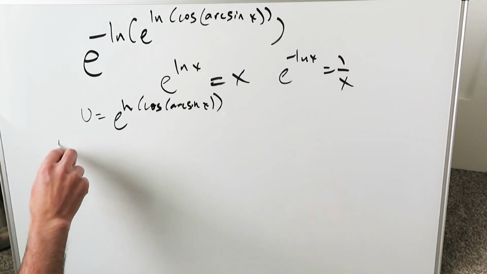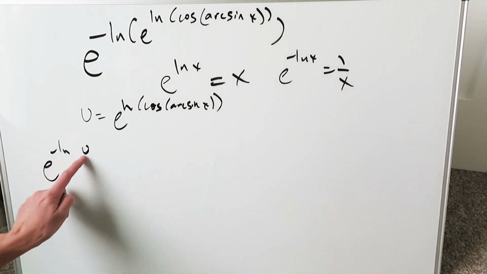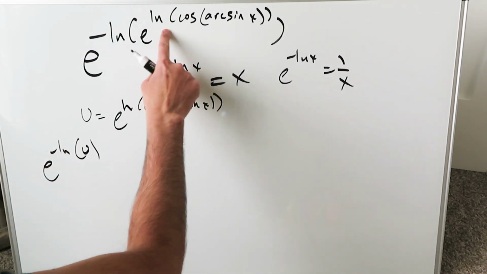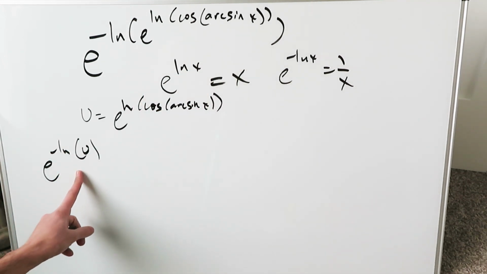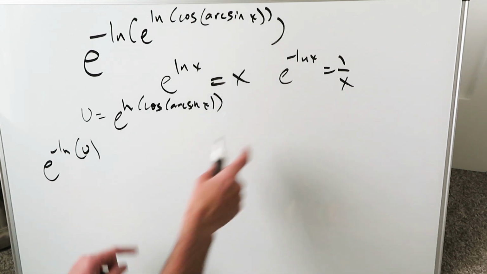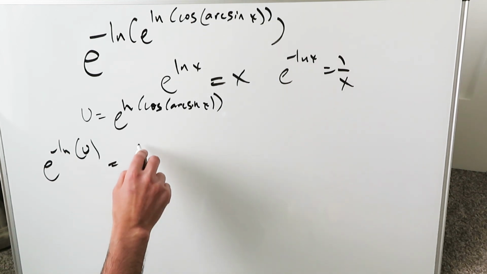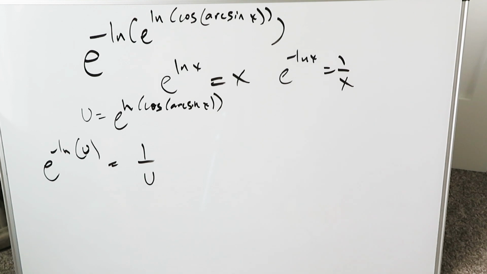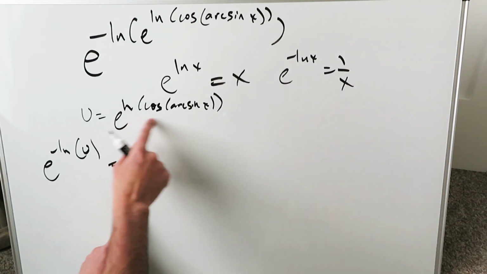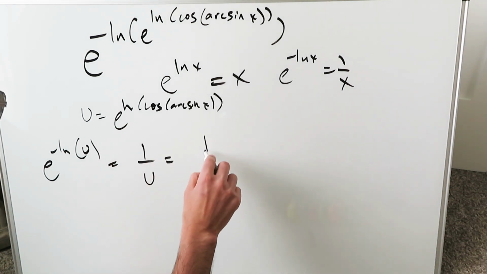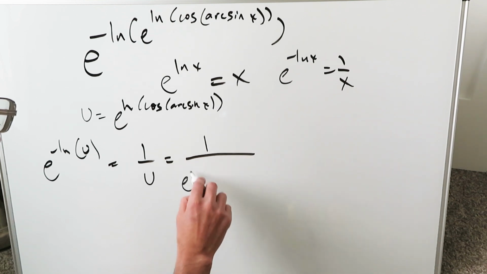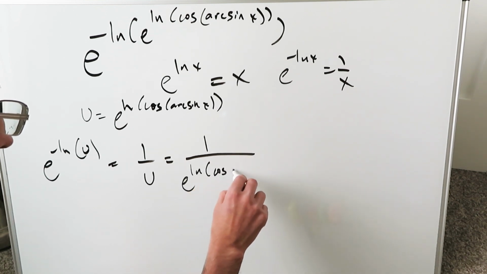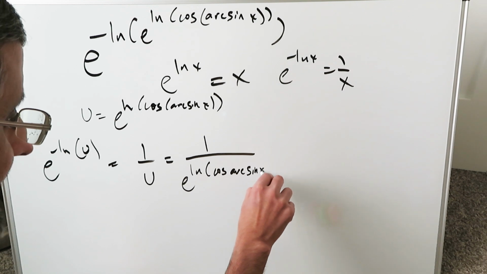If I've made this substitution, then what am I looking at? I'm looking at e exponent minus natural log of u, because this u represents all of that which you see over here. When you look at this now, it looks very much like this identity, and you can utilize it and say you are looking at 1 over u. That's what you're looking at. Now bring this substitution back. You are in essence looking at 1 divided by e exponent natural log of cosine arc sine x.